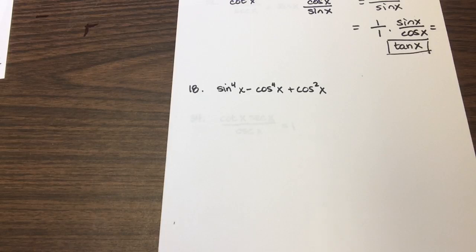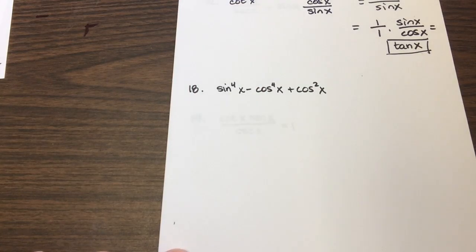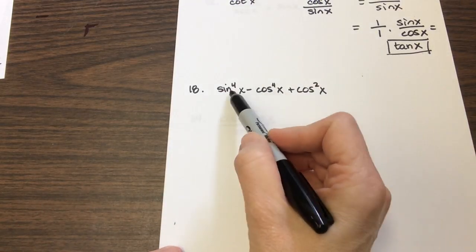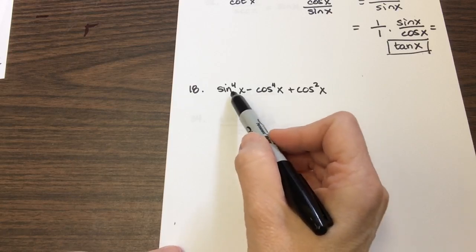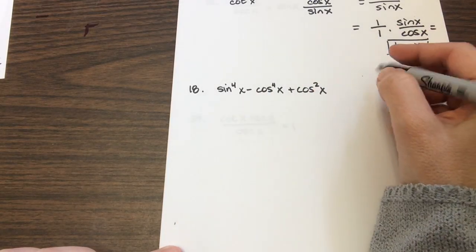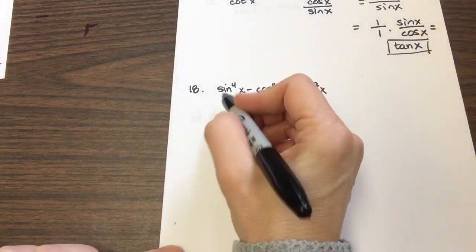Alright, one more before I stop this one. So here I'm looking at sine x to the fourth minus cosine x to the fourth plus cosine squared of x. So I want to break this down and figure out how I can rewrite this into something that I know how to simplify. Immediately I'm looking at these two terms and thinking I can factor those because this is the difference of two perfect squares. So let's go ahead and write that. You would factor that just like you would x squared minus 4. It's x plus 2, x minus 2, the difference of squares.